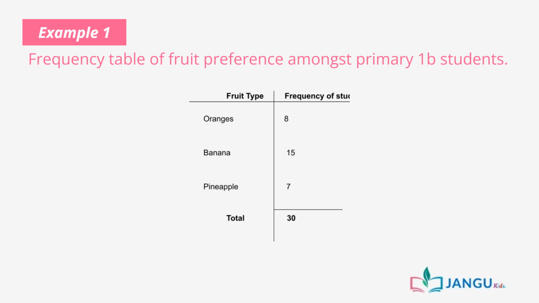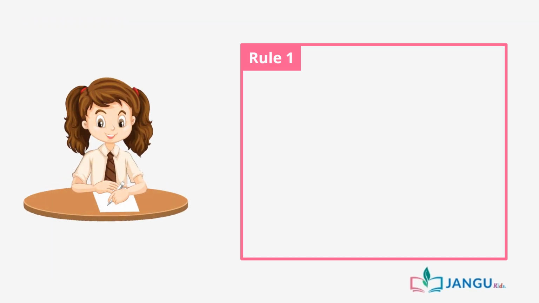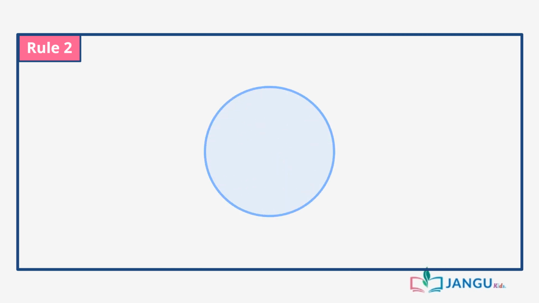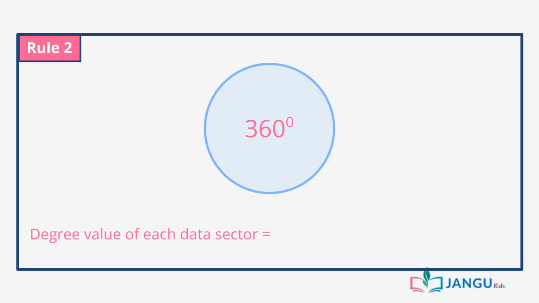Let's look at this example of the fruit preference of students in JSS 1B and see if we can construct a pie chart. To construct a pie chart accurately, you would need a pencil, a mathematical sets compass, and a protractor. Secondly, since a full circle mathematically equals 360 degrees, we have to calculate the degree value of each data sector using the formula: value of the component over total value, times 360 degrees.